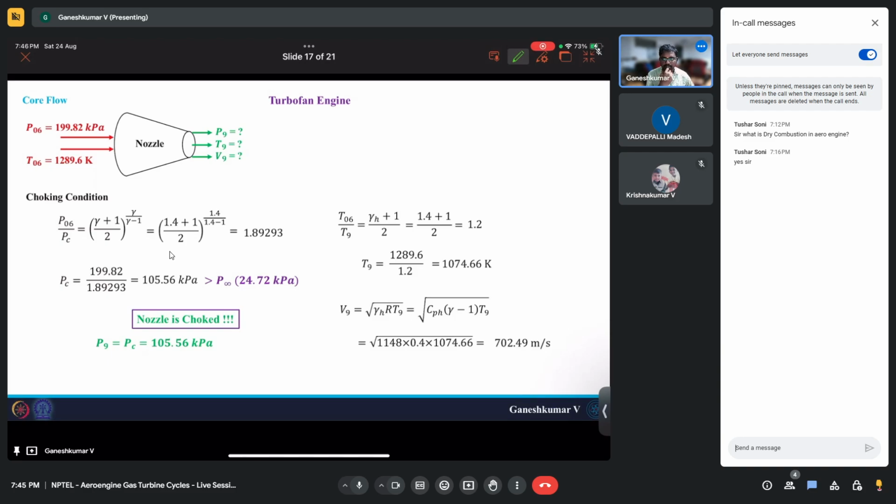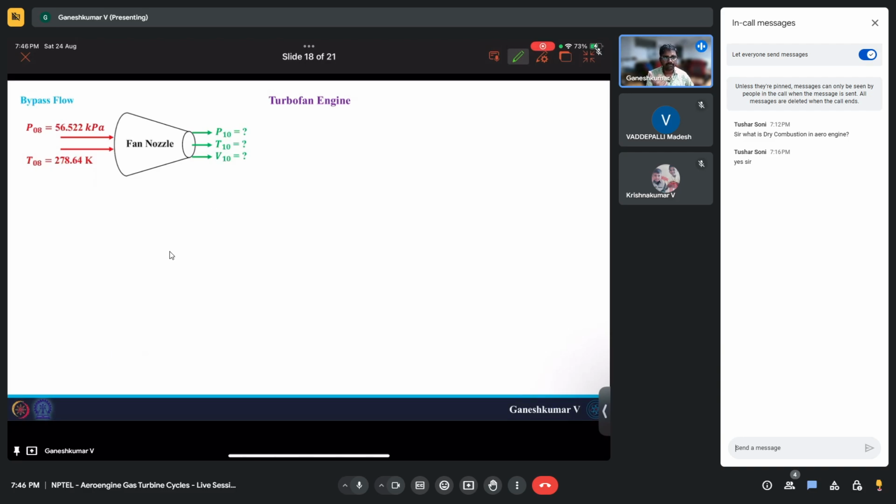Let's go forward and do the same thing for the nozzle in the bypass flow. So this is one more additional calculation that you need to do from the turbojet engine. Here you will calculate P10, T10 and V10. Okay, these are all static properties, while the P08 and T08 that we have here are stagnation properties.